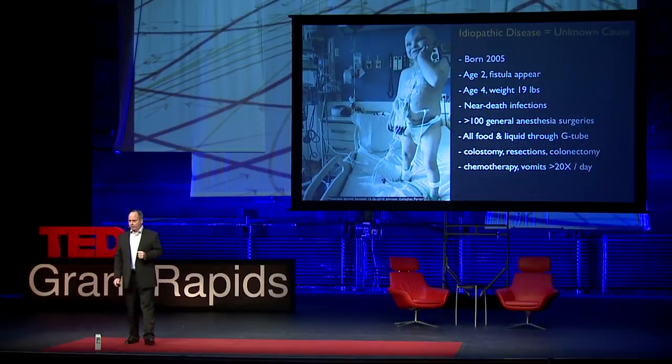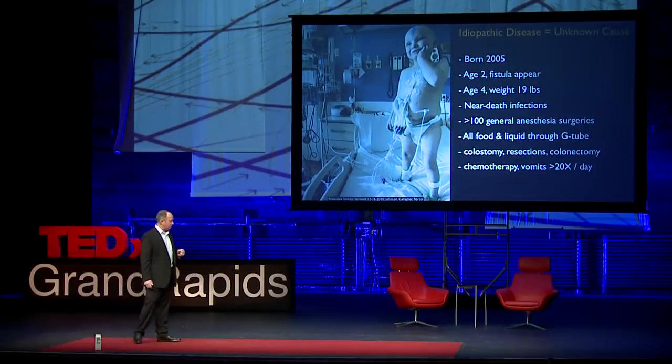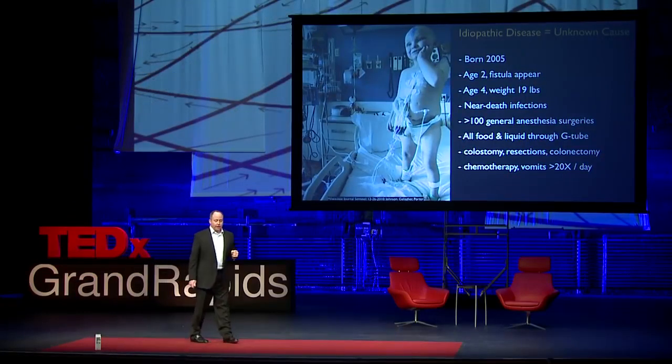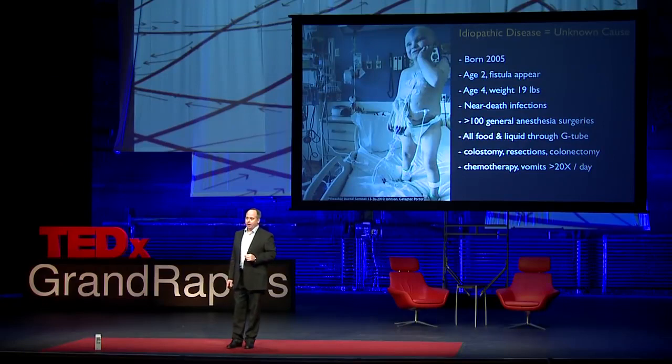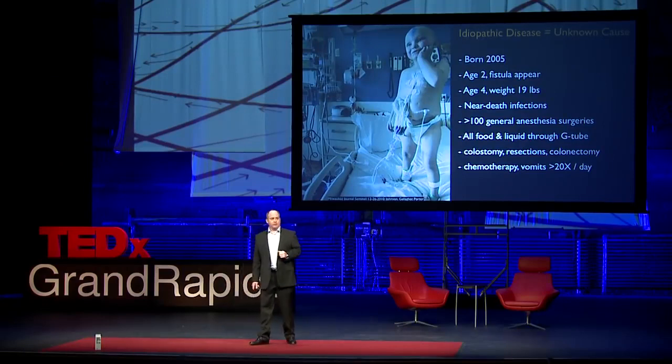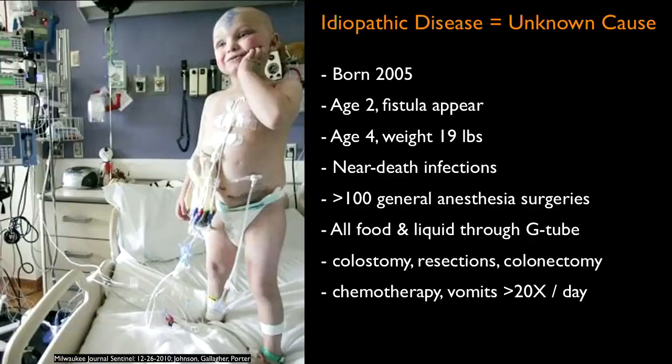But wouldn't it be great if we could actually have preventive medicine and the impact of genomic medicine from the first breath rather than waiting till we're adults? Meet Nick Volker. Nick is a really, really brave young boy who lives directly across the lake in Milwaukee. And he has idiopathic disease. In other words, he had a disease of unknown cause.